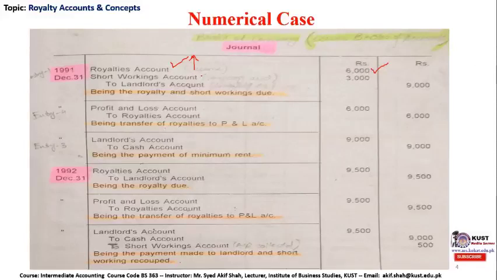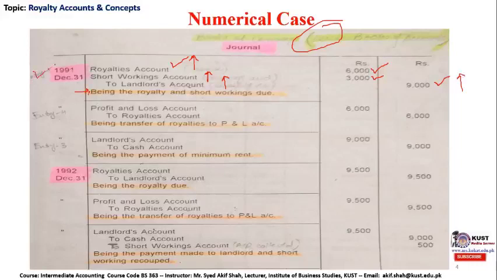So there was a short working account, and the short working account is a temporary asset account in the books of the lessee. Therefore, it needs to be debited because this is recoupable or recoverable from the landlord in the subsequent 3 years. And finally, we credit the landlord account, which is the liability account in the books of the lessee, by 9,000. When there is an increase in liability, it is recorded as credit. Then you have to give a short narration: being the royalty and short working due.